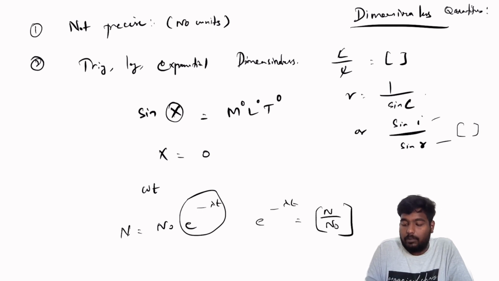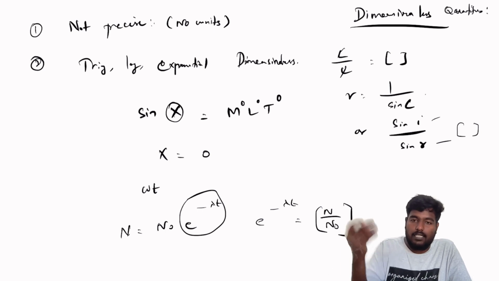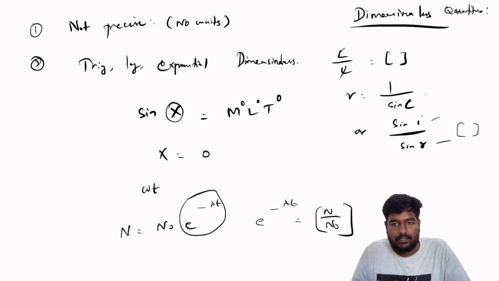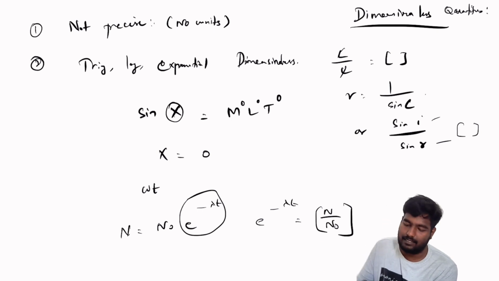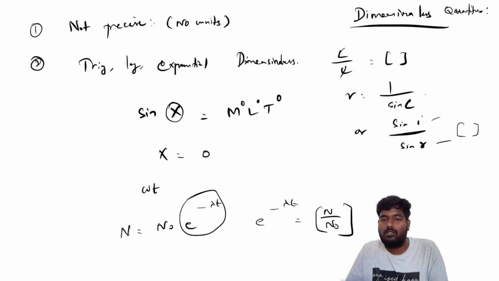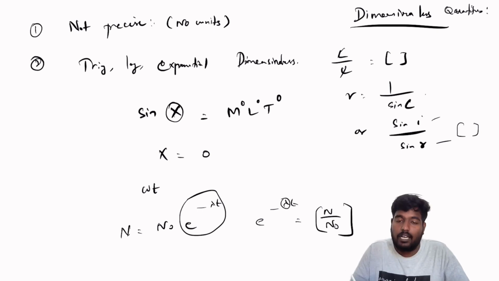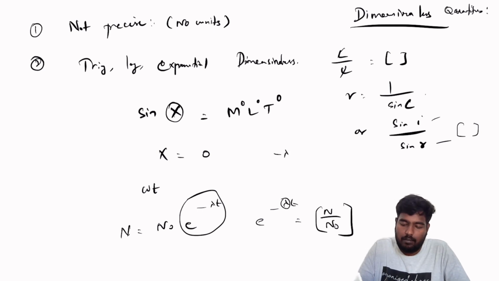So this is a dimensionless quantity. As you can see, you're dividing the same quantity by the same quantity, so in dimensional analysis you will end up with 0. So e power minus lambda t should be dimensionless, so lambda should have the dimension of inverse of t. Then only can minus lambda t have dimension 0.